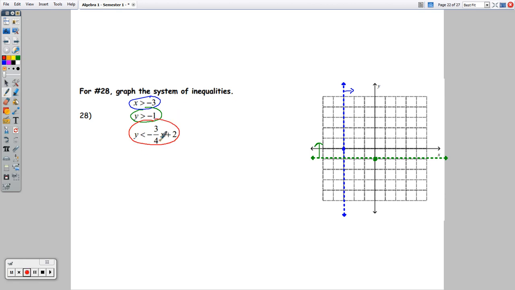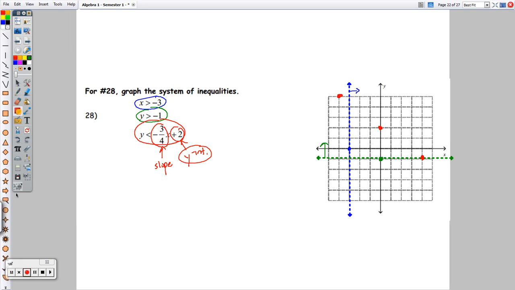And then finally, I'll do this part in red. Think of this as y equals at first. This is your slope, negative 3/4. This is your y-intercept, positive 2. So start there, go up 2, and then go down 3, right 4. Could also go up 3 and left 4. So draw that line once again, though, not or equal to, so another dashed line here. So it looks like that.